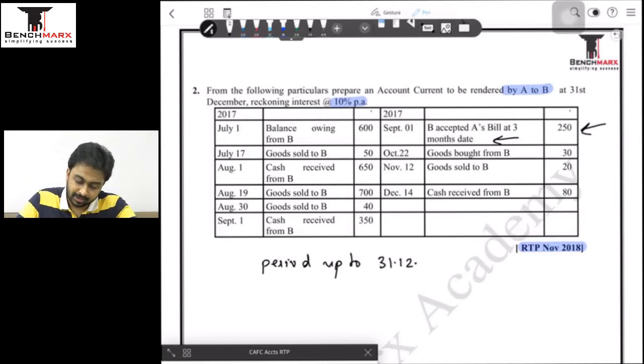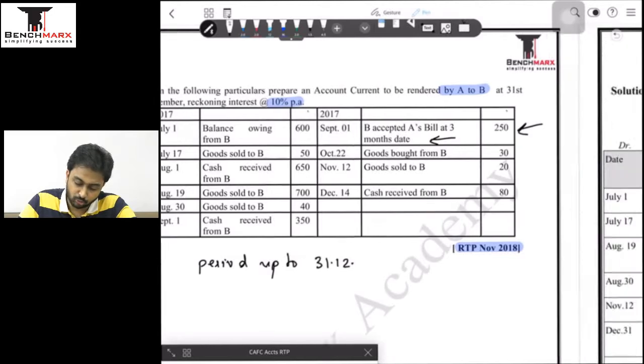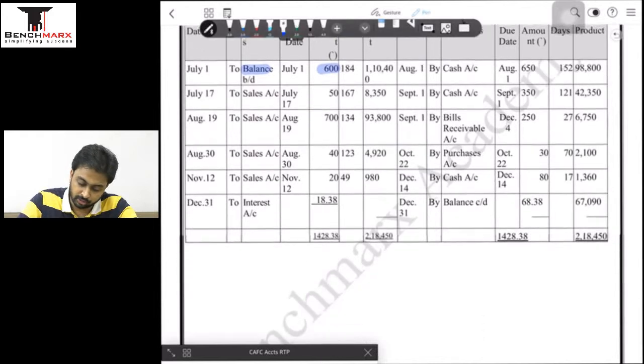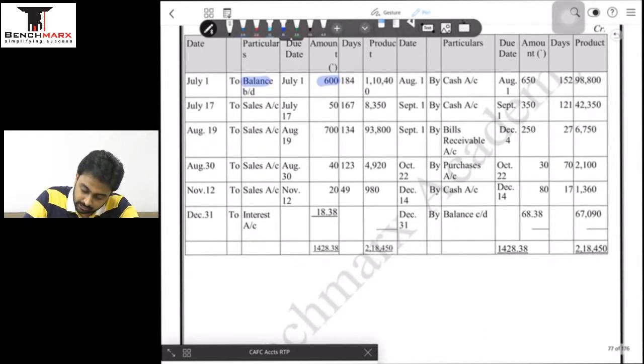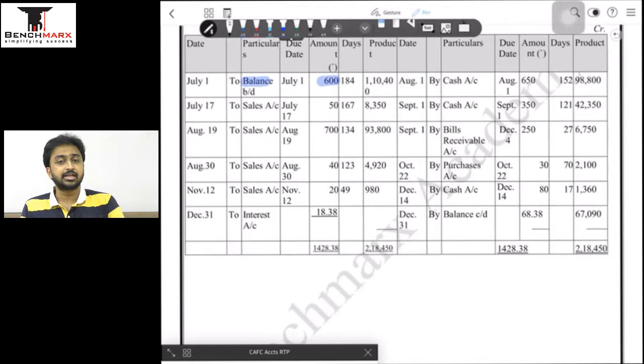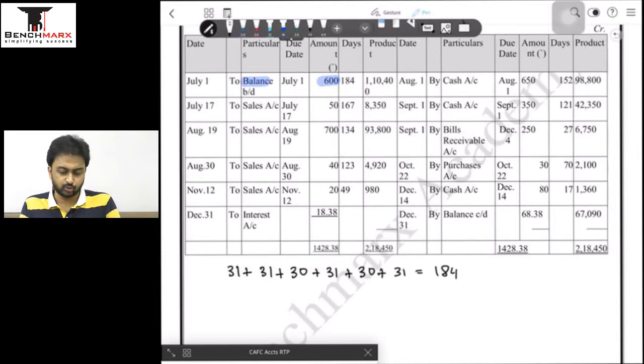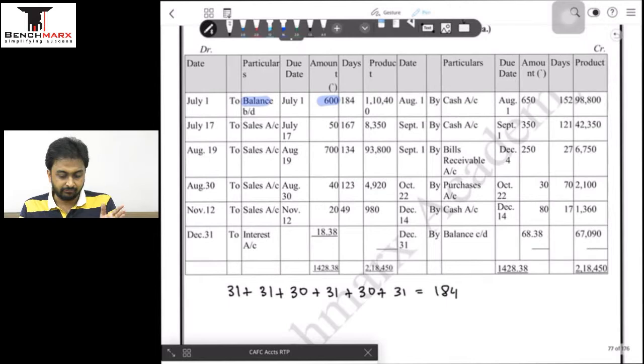The opening balance is July 1, to balance brought down 600, so we have to balance brought down 600. Now how do you compute the number of days? In July there are 31 days, and since there is an opening balance, 1 will also be a part of the July number of days. So it is 31 of July, August, September, October, November and December. Calculate it, it should come as 184 days as usual, and the product column is simple, number of days into the amount, and we'll get the product.